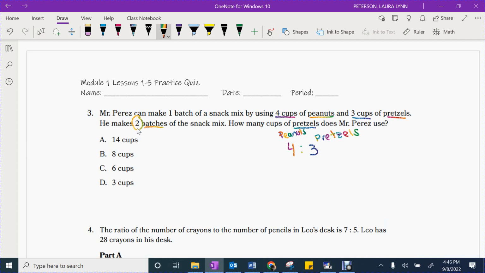But if we're making 2 batches, I am doubling this ratio. Now, another way to think about doubling is multiply by 2. So if I multiply by 2, this is me doubling my batch or bowl of snack mix. So this will now give me a new ratio of 8 peanuts to 6 pretzels. And the question's asking for how many pretzels there are? Well, I just figured that out. That is 6. So it should be C.